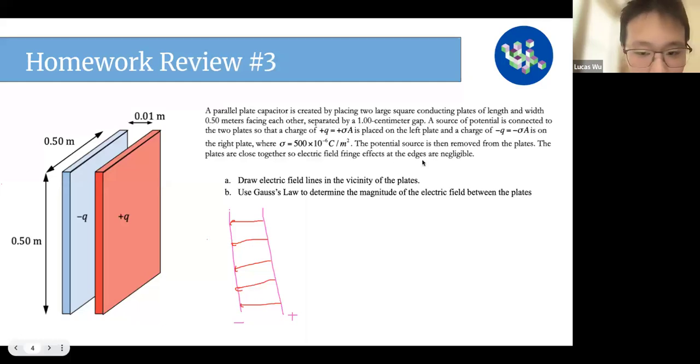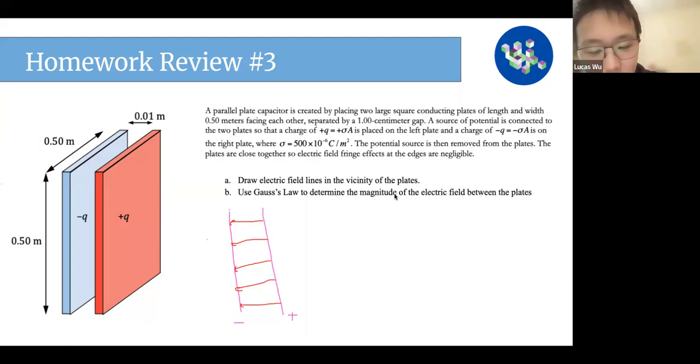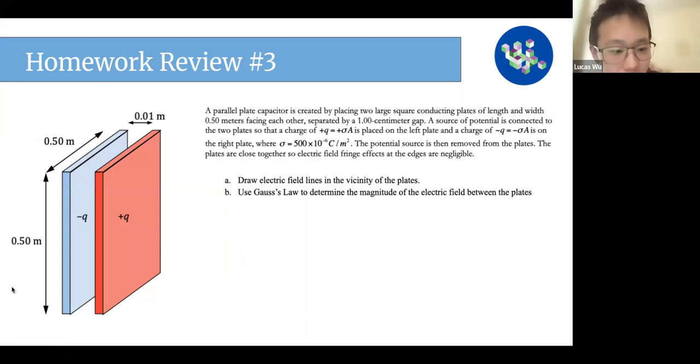Okay, now let's go on to part B. Use Gauss's law to determine the magnitude of the electric field between the plates. Oh wait, actually we just did that, right? It was sigma over epsilon zero. So we also did part B. Let's go on to the next part.